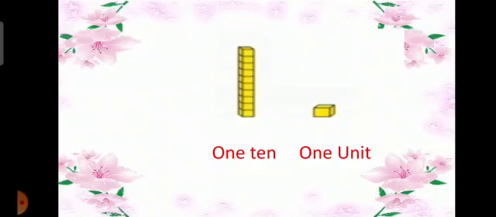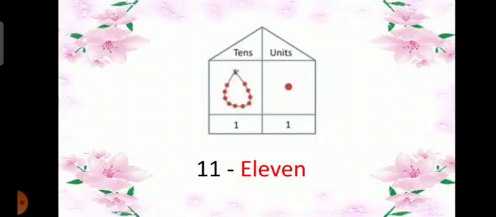Here in the two houses we have made 1 ten and 1 unit. Together in beads, one string is equal to 10 beads. One bead will come in the unit place. 1 ten and 1 unit make 11. The spelling of 11 is E-L-E-V-E-N, 11.